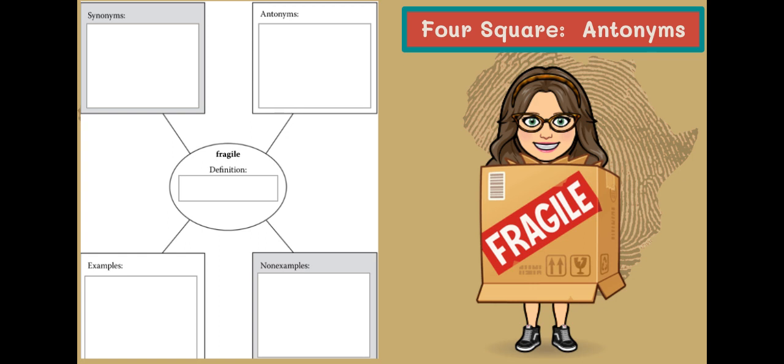Turn in your student books to page 68. Some words are more difficult to remember than others. It helps to use a four-square graphic organizer. This will help you look at the word more closely to provide a deeper understanding. I want you to define the word fragile in the center circle, that center circle right here. You're going to write the definition under the word.